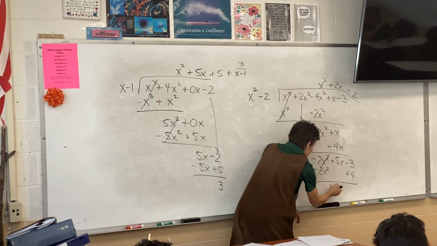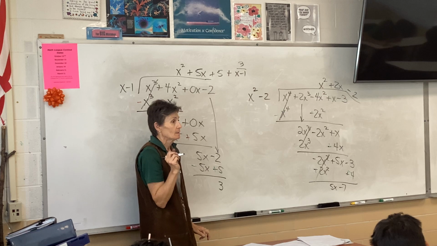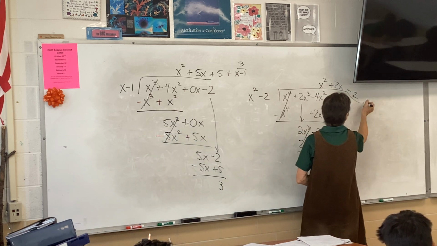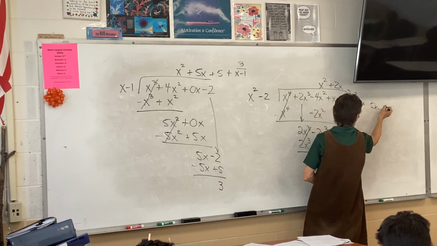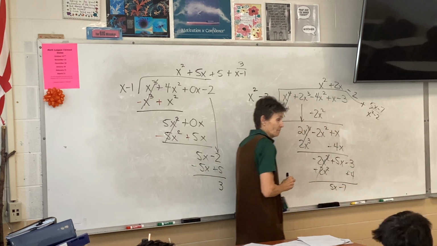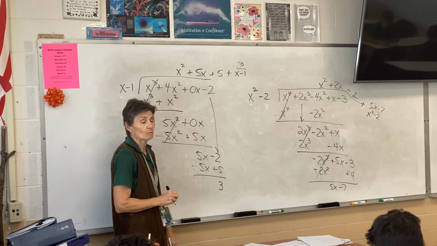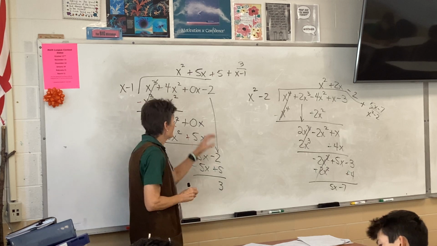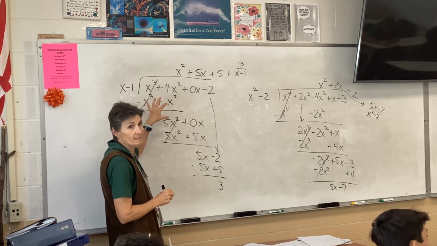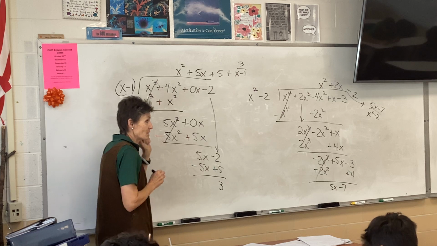So I'm left with 5x minus 7. Is that what you're left with? And that is my remainder, so I'll say plus 5x minus 7 over x squared minus 2. As we proceed through the unit, a division like this we'll be doing synthetically, because we're dividing by x minus 1.